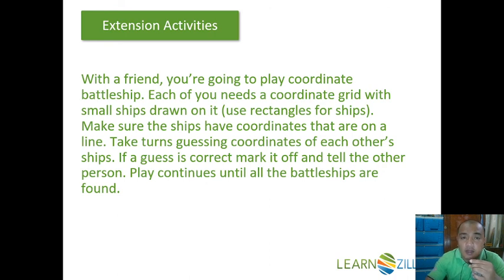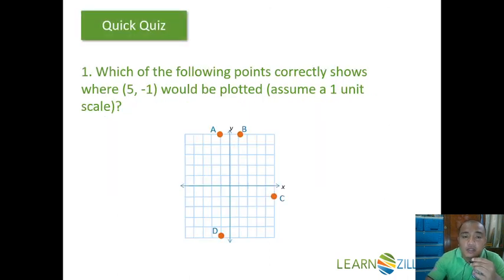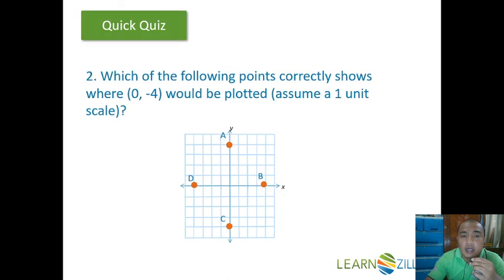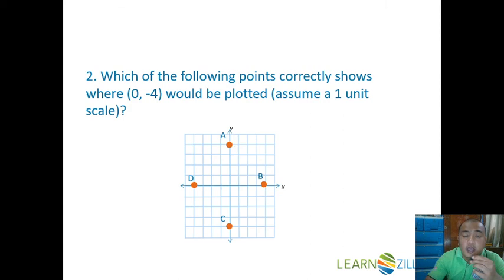Another assignment. Quick quiz. Which of the following points correctly shows where 5, negative 1 would be plotted? Assume a 1 unit scale. Okay, kindly screenshot this. This is your assignment again. Which of the following points correctly shows where 0, negative 4 would be plotted? Assume a 1 unit scale. Screenshot.